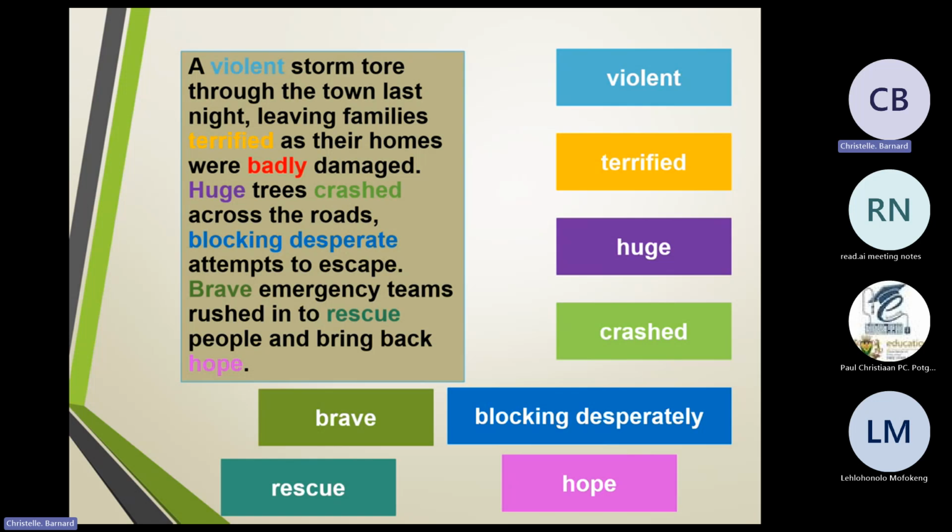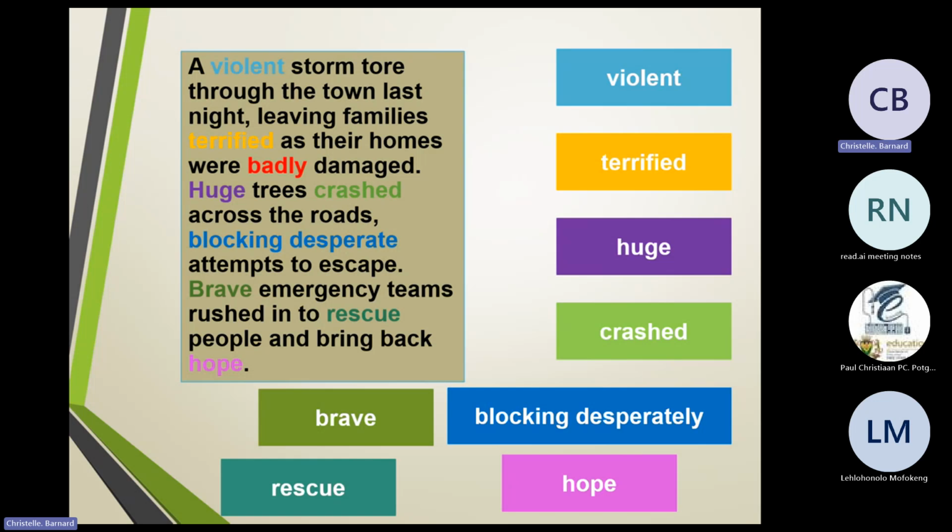Blocking and desperate. The word desperation, a feeling of hopelessness, right? So that creates an emotion. And then brave. Brave emergency teams. Now, the word brave also gives you courage. So that courage is an emotion that you can feel. You can feel courageous. You can feel brave. So that also is an emotive word.